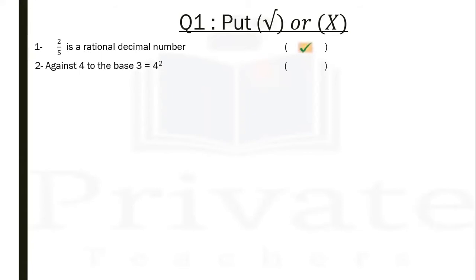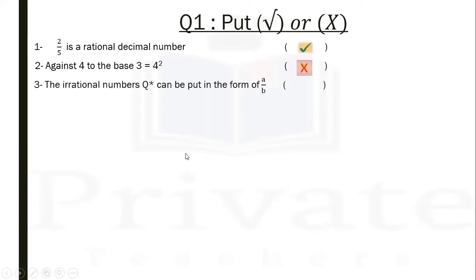Get it? So moving to the second one: 4 to the base 3 is equal to 4 to the power of 2. Look here, again it is 4 to the base 3. So the base should be what? The base should be 3. This is the base, this is the power. Here the base is given 3, but here it is given 4. So this one is false.